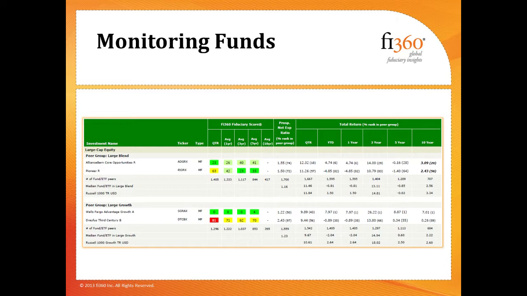So this is just a basic report that you can get in the toolkit. This is called the snapshot report. And again, scores, expenses, and returns, very straightforward, easy to look at. And as you can see, some of these funds may or may not have some issues.